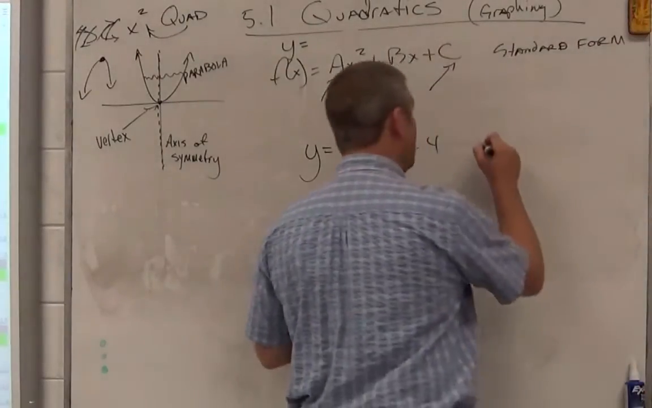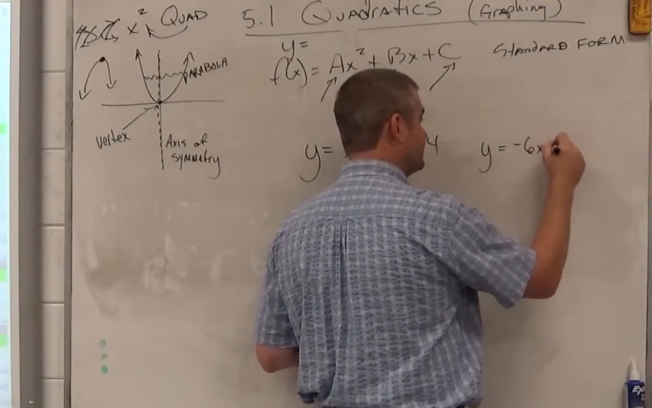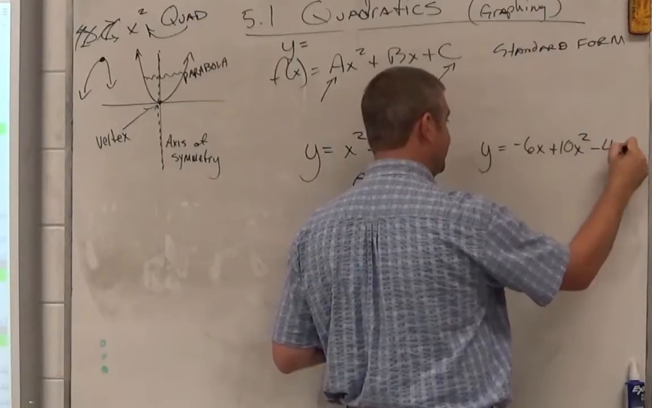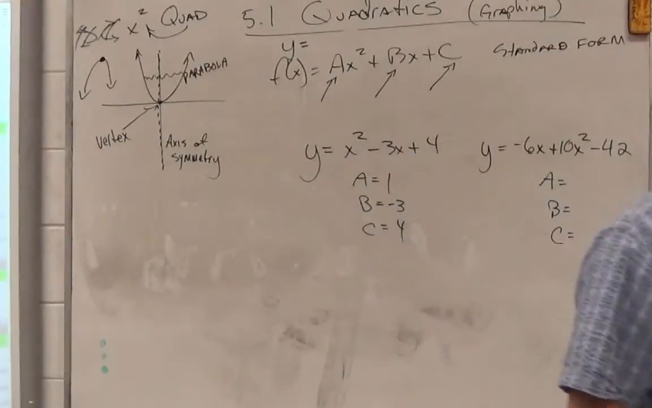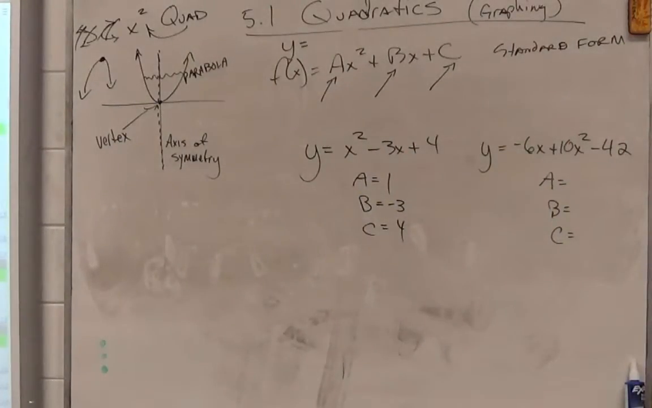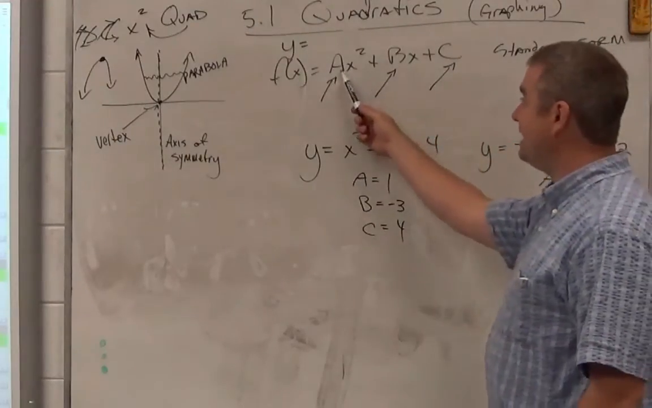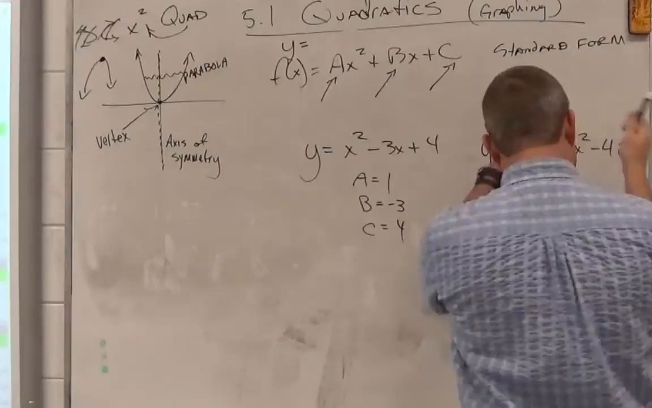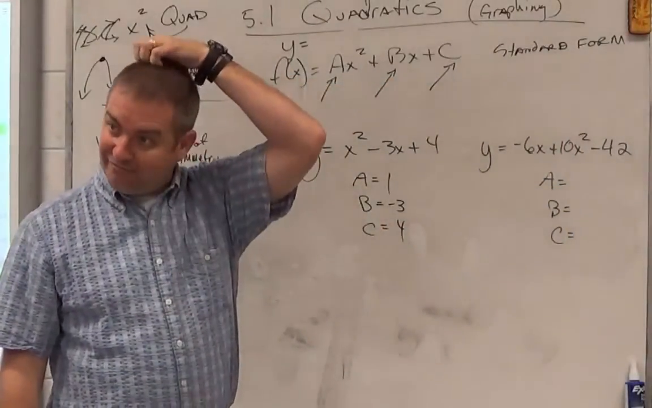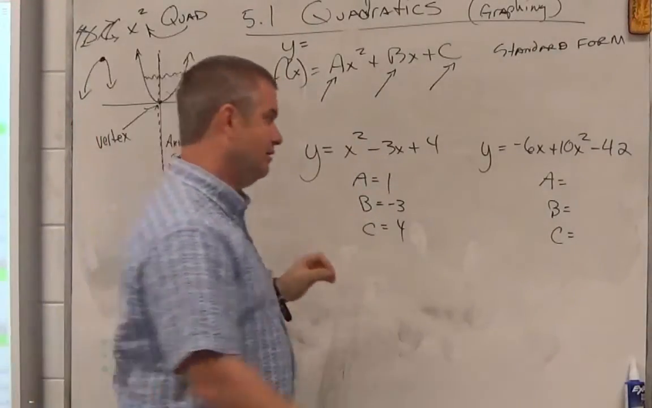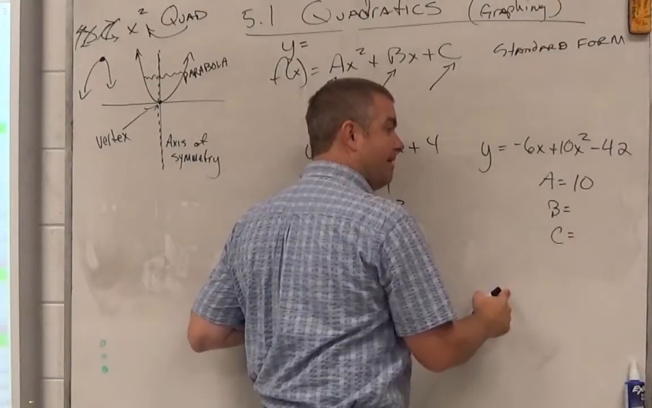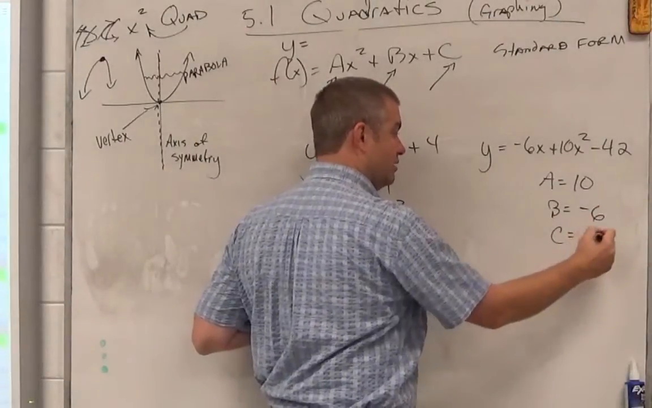How about this one? y equals -6x plus 10x squared minus 42. What's a in this case? Tricky. 10. Why is it 10 and not -6? a is with x squared. a is always the coefficient in front of x squared. If I mix them up and put them in a different order, it's not standard form anymore, but you should still be able to identify a, b, and c quickly and accurately. a is 10, b is -6, c is -42.